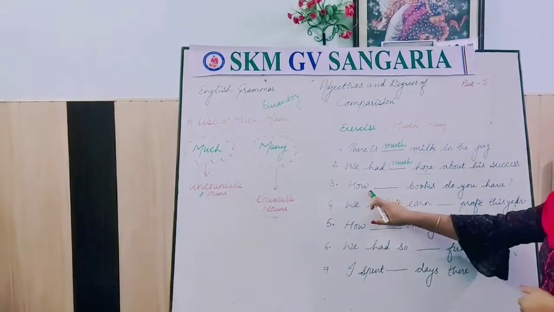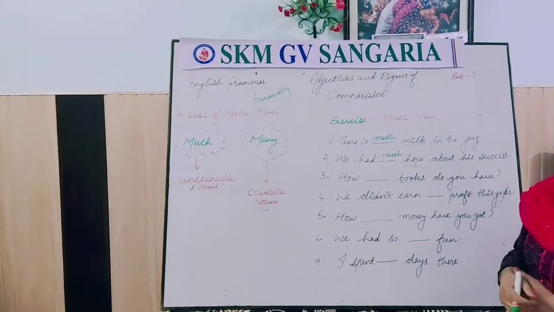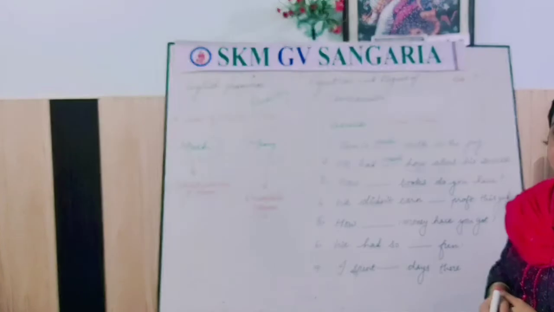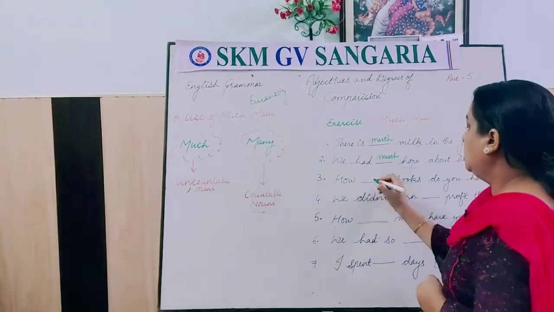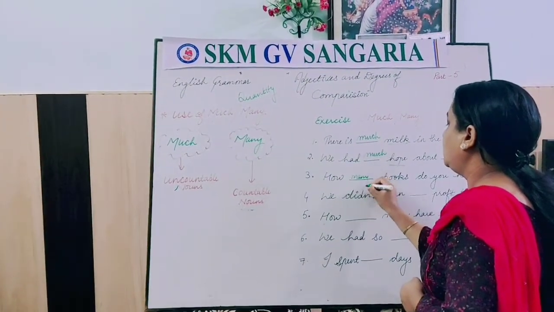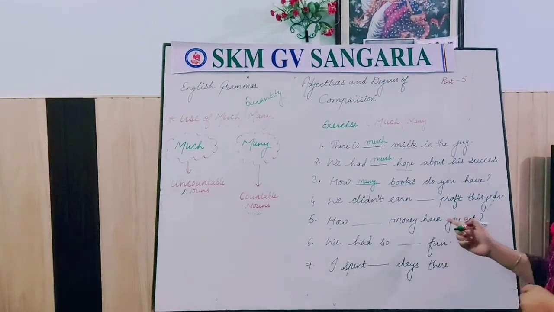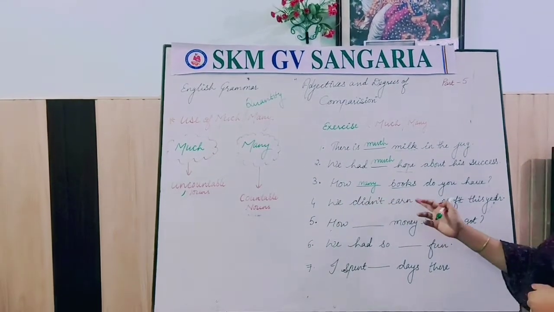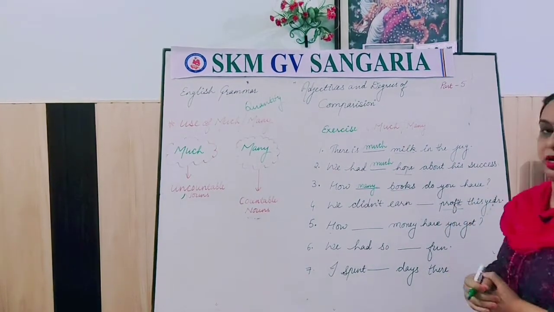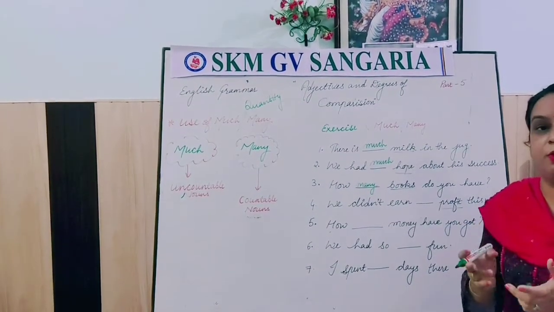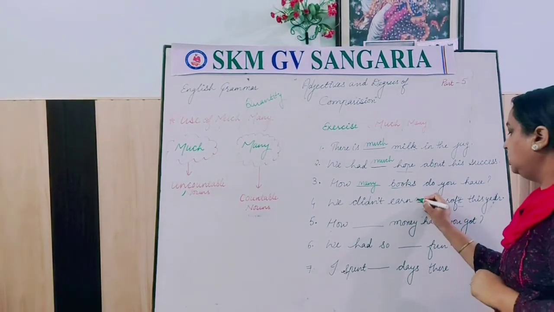Once again. How dash books do you have? What is the noun? Books. And books is countable or uncountable? It is countable. So what we have to do with countable? Many. How many books do you have? Next one is how dash money. Fourth one is we didn't earn dash profit this year. What is the noun? That is profit. And profit is profit, it's not profits. Clear? So once again it is uncountable. What to do here? Much.